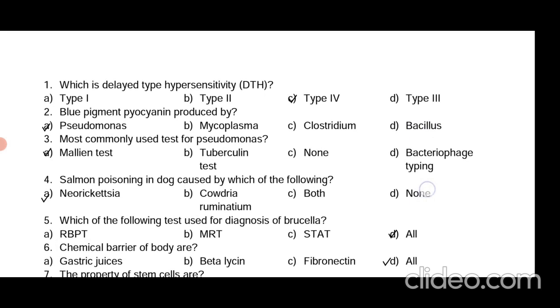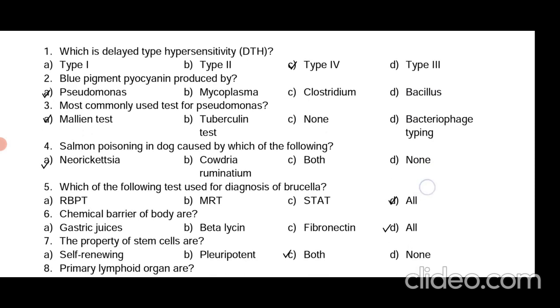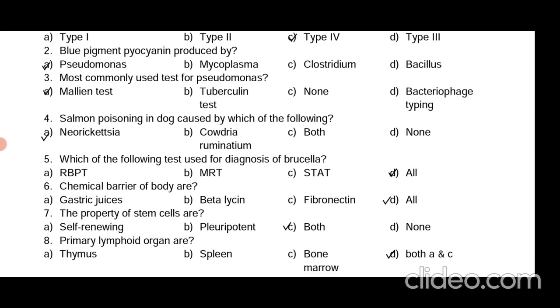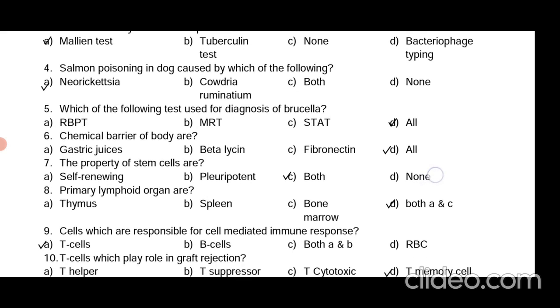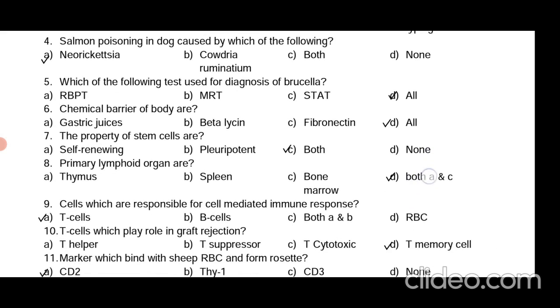Chemical barriers of the body are all of these, such as gastric juices, beta lysine and nectin. The property of stem cells is both, as they are pluripotent and self-renewing. Primary lymphoid organs are thymus and bone marrow. Cells responsible for cell-mediated immune response are T cells. T cells which play a role in graft rejection are T memory cells.